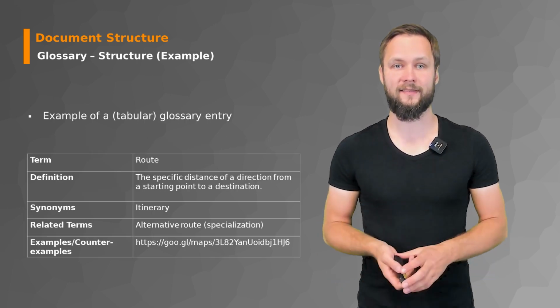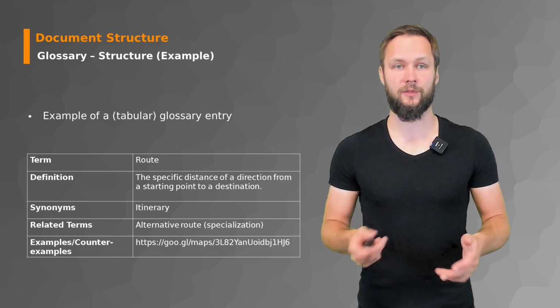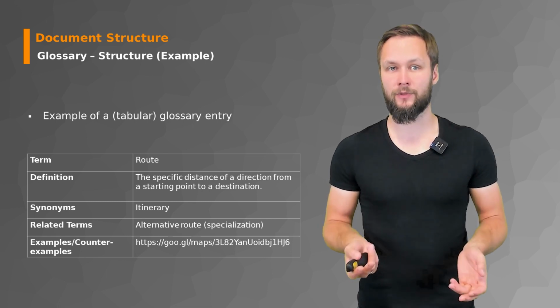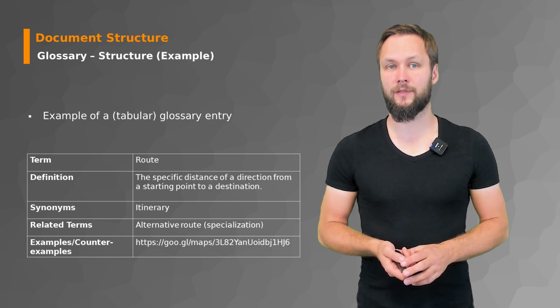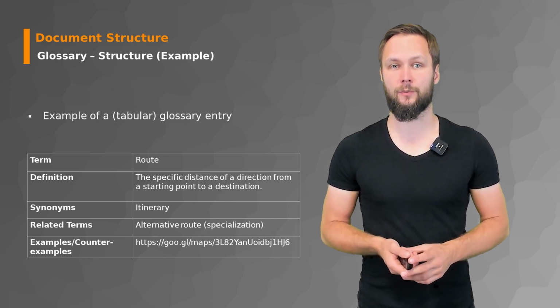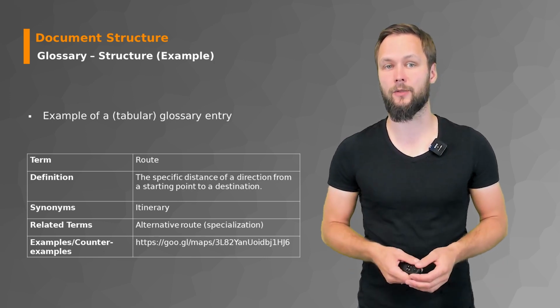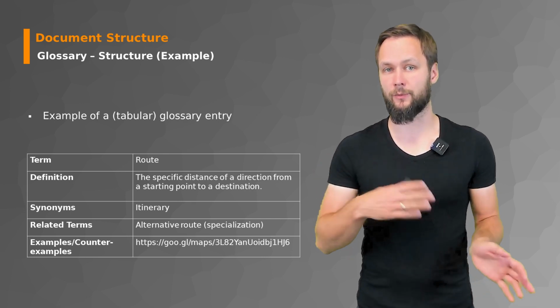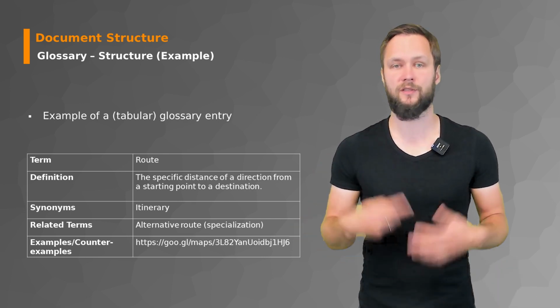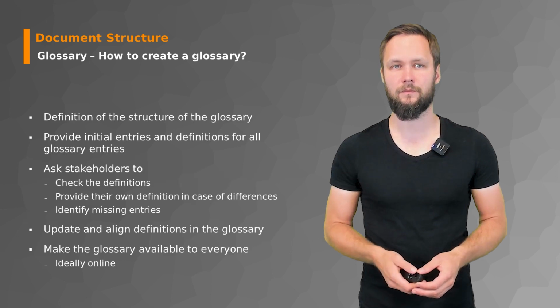Here's one example for something very simple. So the term is a route. How do you define a route? The specific distance of a direction from a starting point to a destination. There are synonyms and related terms, and there are examples, here illustrated by a Google Maps route to get someone from a starting point to an end point. But this is just a random example.